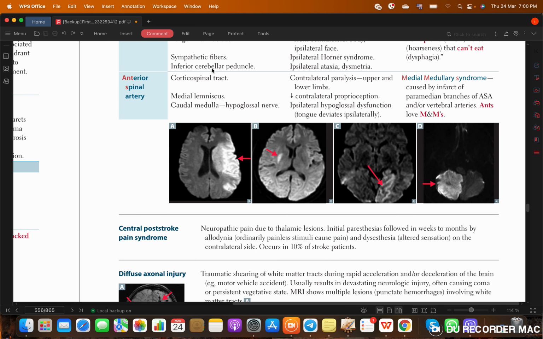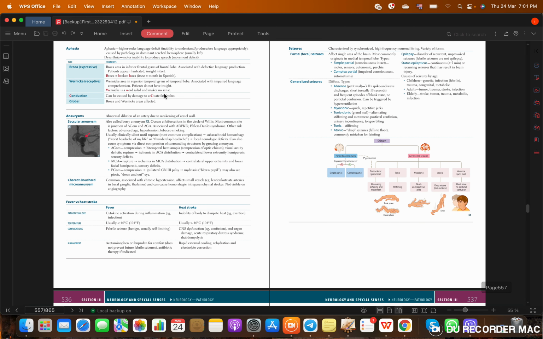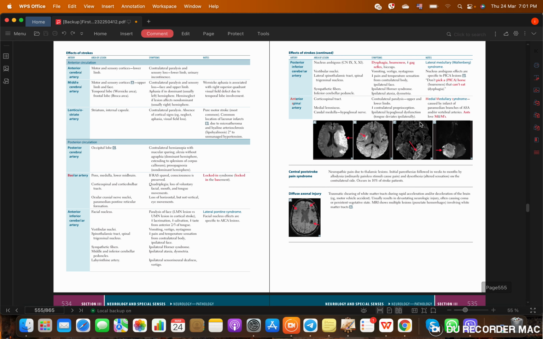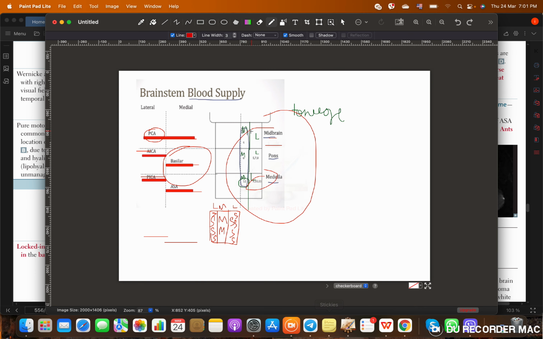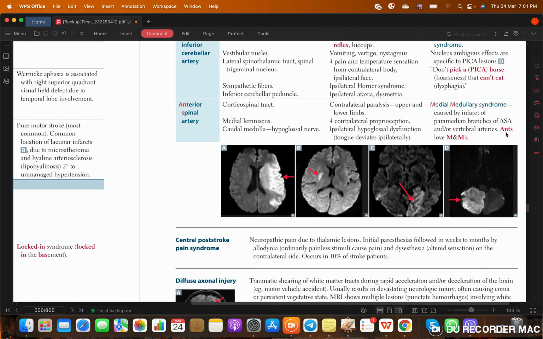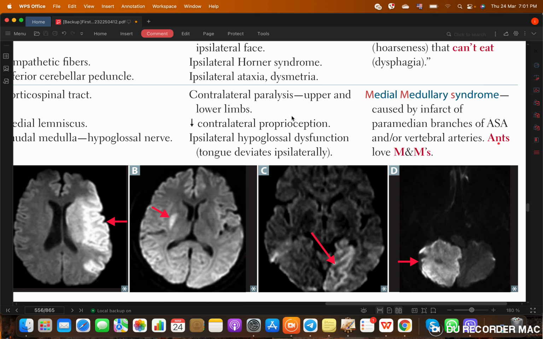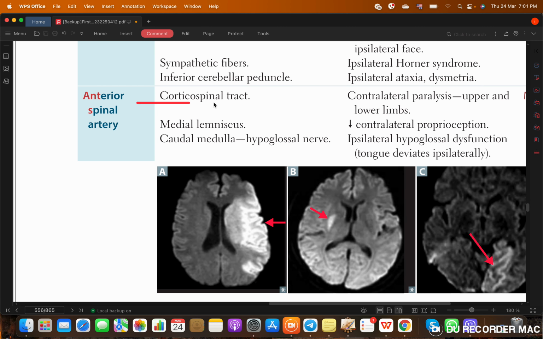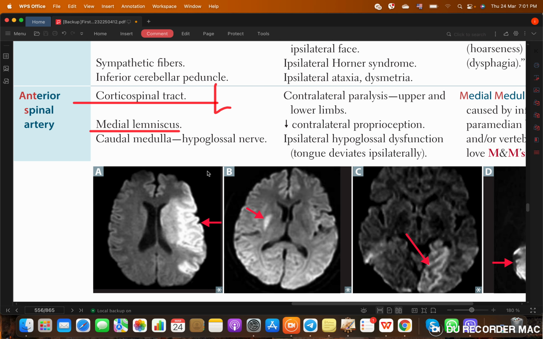The anterior spinal artery, in that case, what does it supply? Can somebody remind me what the anterior spinal artery supplies? Well, it supplies the medial portion of the medulla, right? So these patients are going to have the following. Contralateral corticospinal tract affection, medial lemniscus, and caudal medulla involvement.